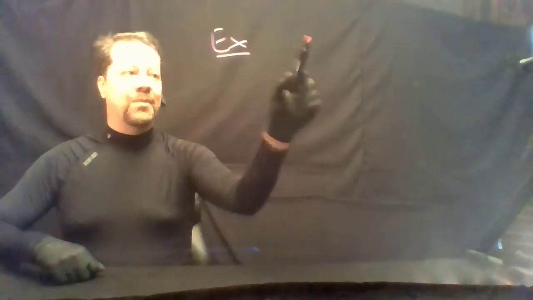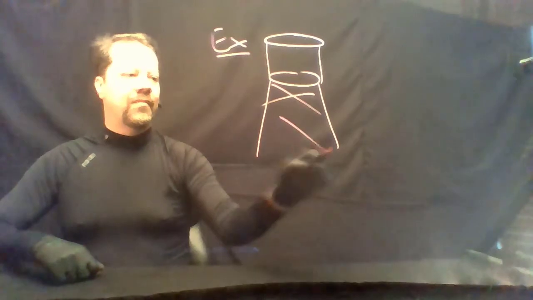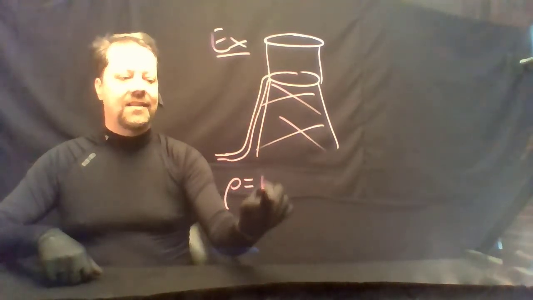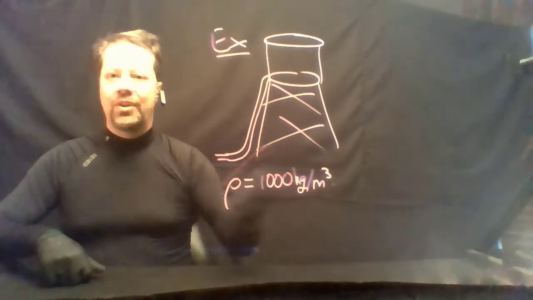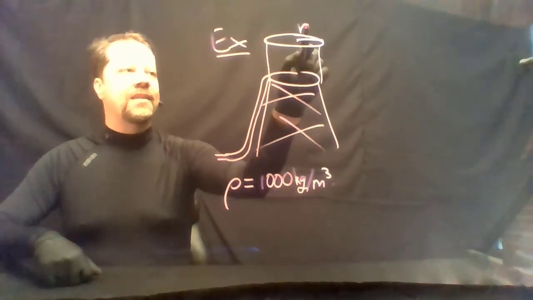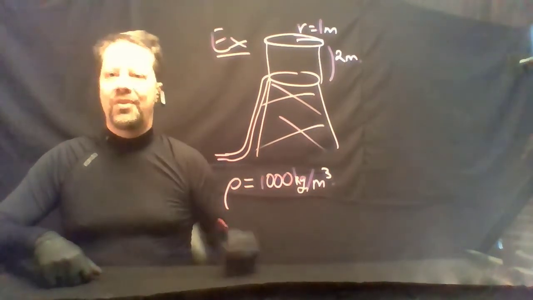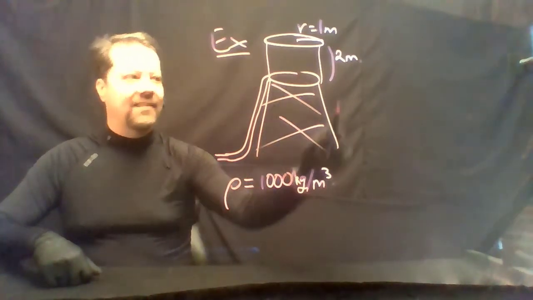In our next example, we're going to have a tank, let's say on stilts, and we're going to pump water, or at least a fluid with a constant density of 1,000 kilograms per cubic meter. And we're going to fill up this tank. Let's suppose the tank has a radius of 1 meter and a height of 2 meters. How much work is required to fill the tank?